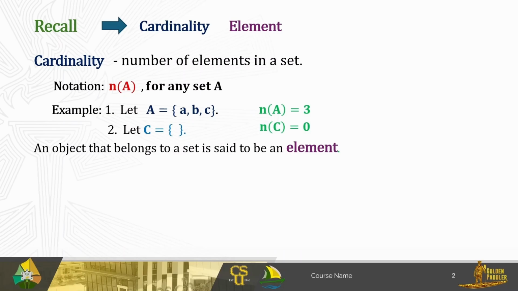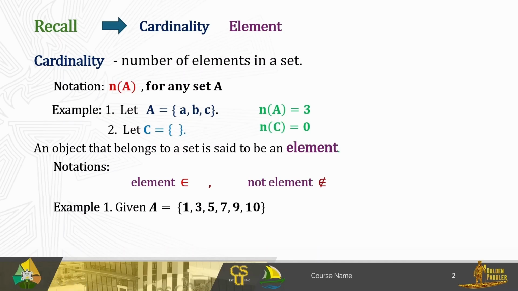For the element, an element is the member of the set or the object that belongs to a set. For the notation, for the element, we have this notation. And for the not element, we have this one.